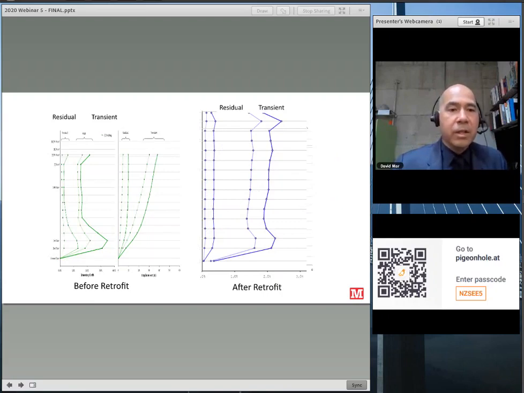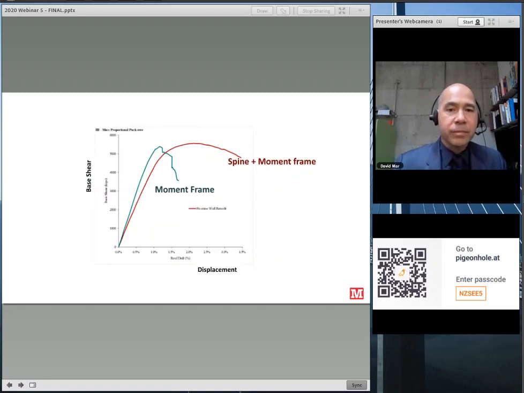These are the drift plots. Green is before retrofit, blue is after retrofit, and what you see is the belly on the drift plot on the very far left is where you had extensive deformations at the lower floors. And then the blue straightens it out once you add the spine. You also see in the pushovers going from a system that is brittle to a system that can sustain large displacements, again, just by activating the spine. Technically, we've added no strength to this building.